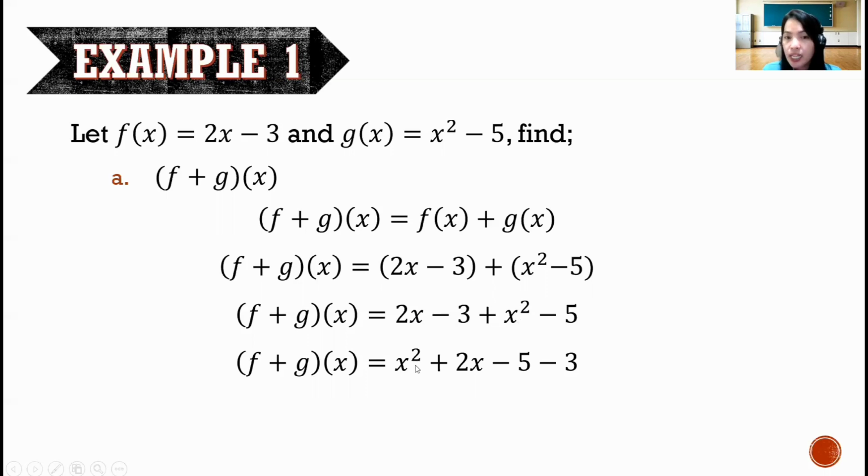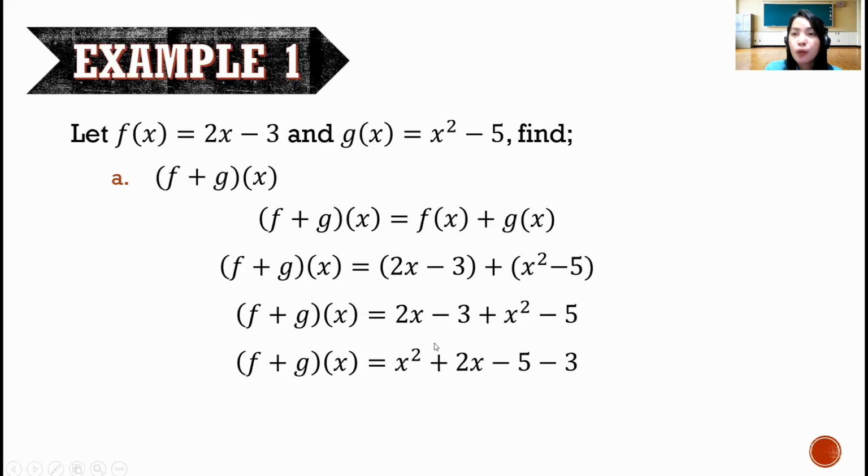Yung sunod na may sunod sa 2 na exponent ay here 1, which is in the term 2x. So, do not forget the sign of 2x, that is positive or plus. And then, sunod na, after that, are the constants. Yung mga term na walang variables. So, you have to copy minus 5. And then, do not forget, we have here another minus 3.